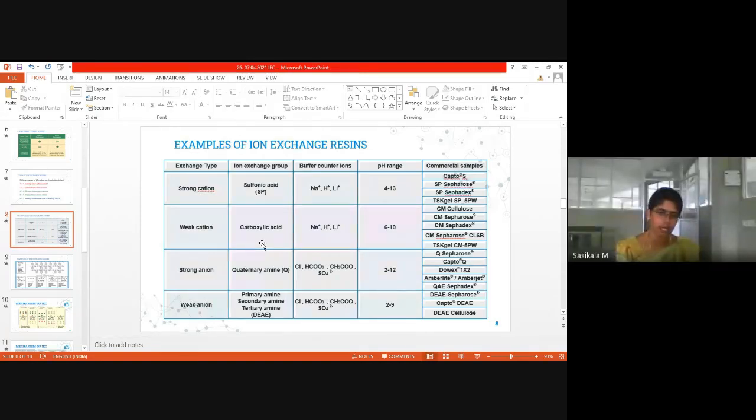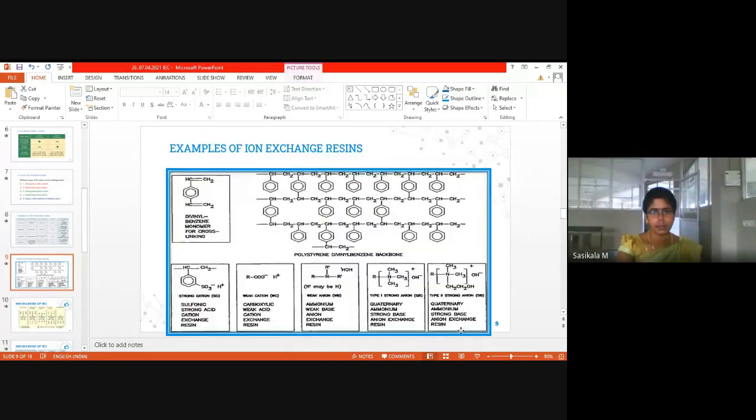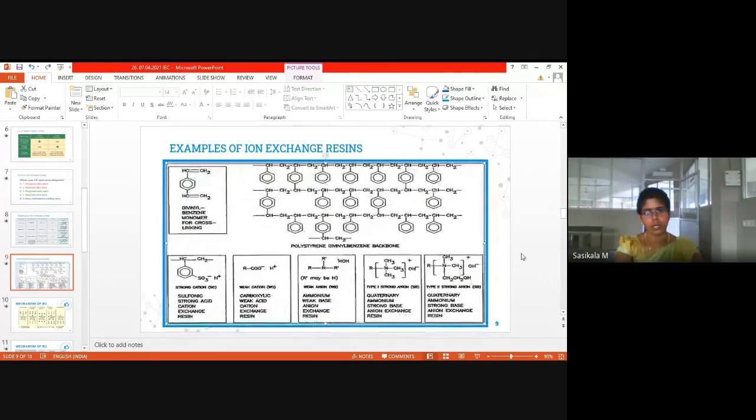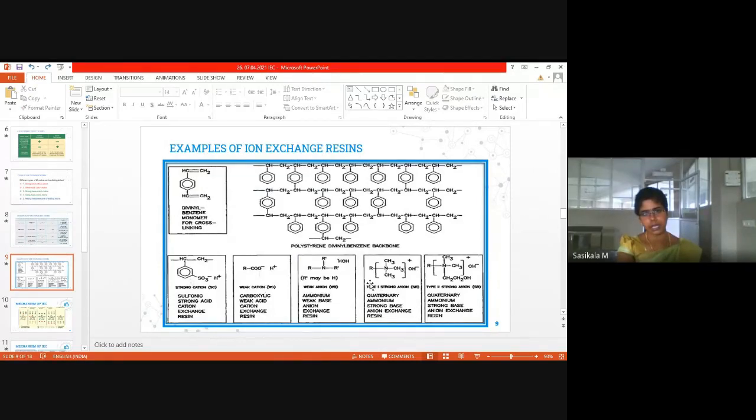DEAE is nothing but diethyl aminoethyl. Here you can see the brand DEAE cellulose. Cellulose is the resin. DEAE is the exchanger which is attached to the cellulose polymer. It is supported with a polymer so that it acts with the partition principle. Polystyrene divinyl benzene is coated with these ion exchangers.